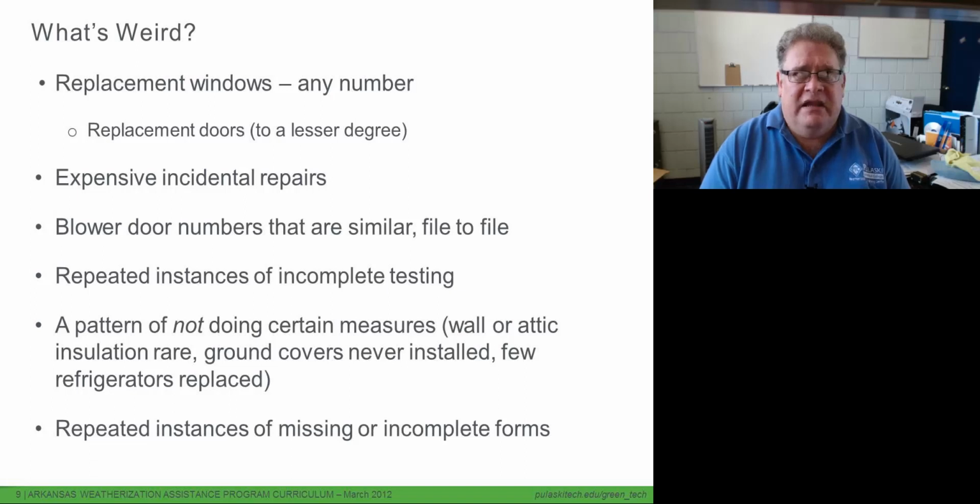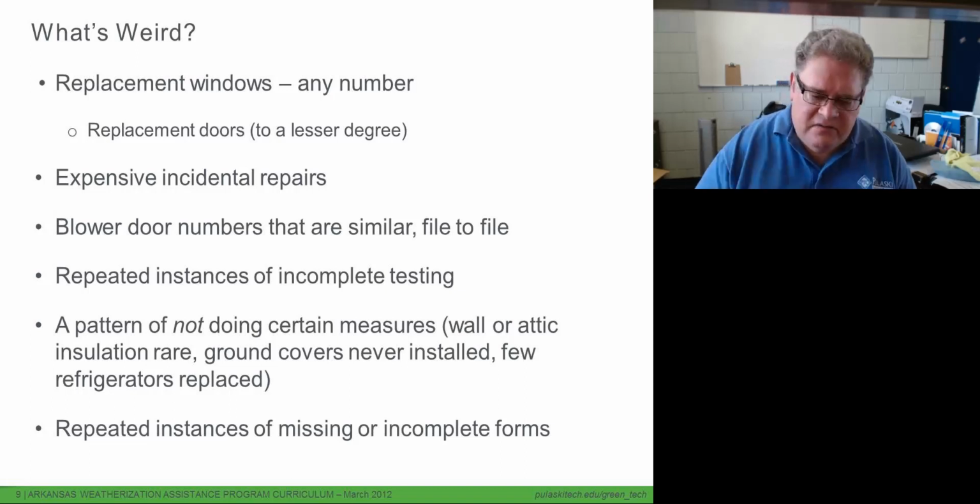Okay. If we see a pattern of not doing some measures, and some agencies are famous for this, they're just not going to do it. I don't understand that. They've signed up to do it. They should do it. It's what the program's asking them to do. They said okay, and now they're saying no. So maybe they're not doing wall or attic insulation, or ground covers. They're not putting them in, or very few refrigerators get replaced. That should be a key to want to dig into this further.